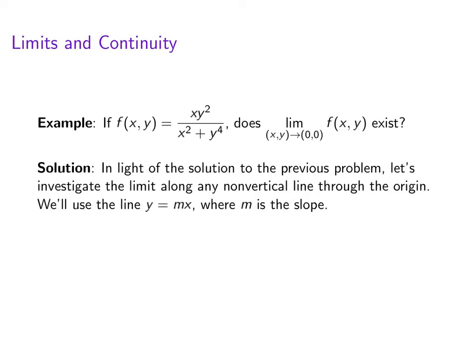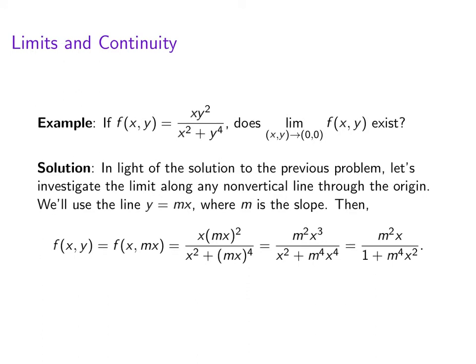Let's approach along the line y equals mx. So m is the slope of the line that we're going to approach along. If we plug in y equals mx, then we get an expression that looks like this: m squared x over 1 plus m to the fourth x squared. You should work through the algebra, make sure that it all works out.